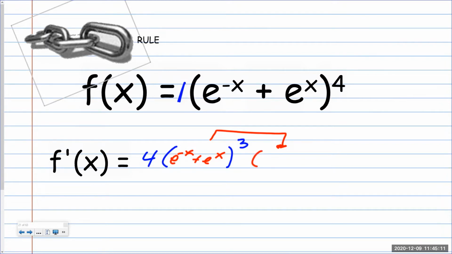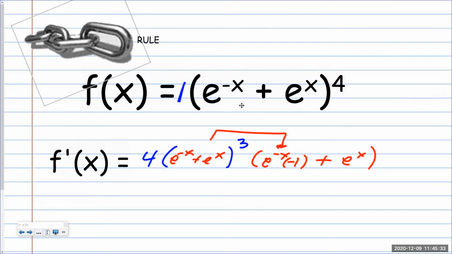What's the derivative of this inside? Well, what's the derivative of e to the negative x? E to the negative x times what? Times negative 1, okay? Then I'm just going to carry down the plus sign. What's the derivative of e to the x? Yeah, it is. I'm kind of taking it in steps. The derivative of e to the x is e to the x times 1. You guys good with that? Okay, so there I am.